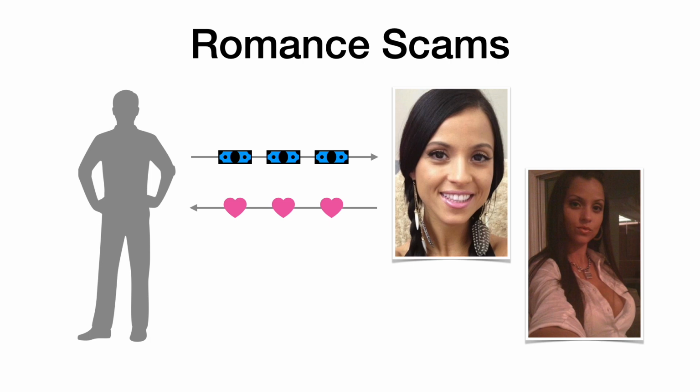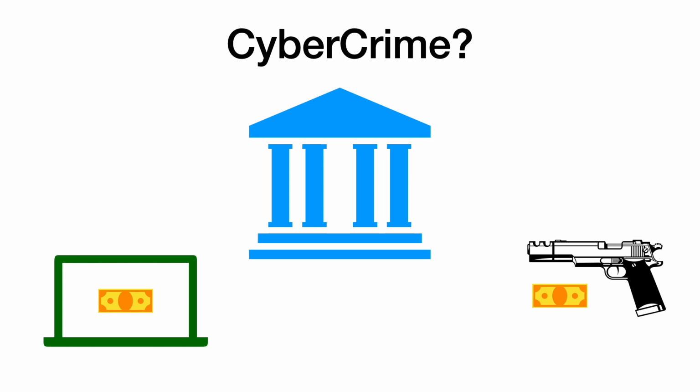So all of these kinds of crimes, they're not really new crimes. You know, romance scams existed before the internet. And this poses the very interesting question, why do we call it cybercrime? I mean, if someone robs money from a bank using a computer or someone robs money from a bank at gunpoint, it's still the same crime of robbing money from a bank.